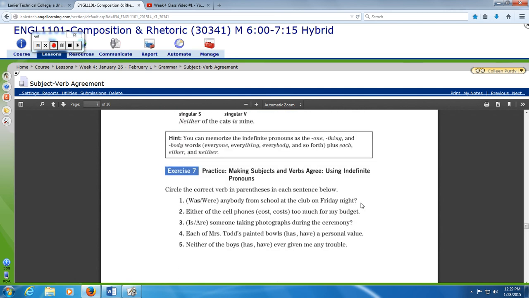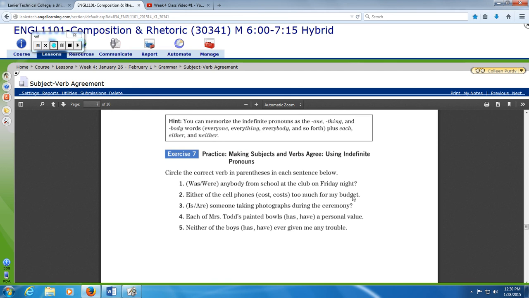So, remember, this is one of those 10 criteria from the last page. This is a question, or an interrogative. Notice you've got a question mark. That is another situation where the subject has been bumped to behind the verb. In this case, anybody is your subject, so move that over here. Anybody is singular, so it goes with the verb was. All right, anybody was. So if you put it back into question order, it's: was anybody from school at the club on Friday night? From school at the club on Friday night, all prepositional phrases.